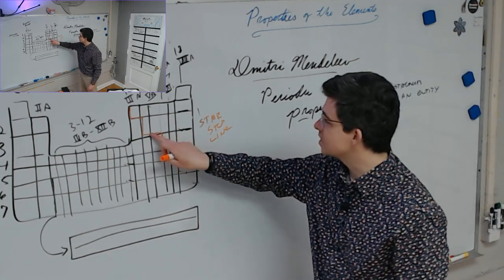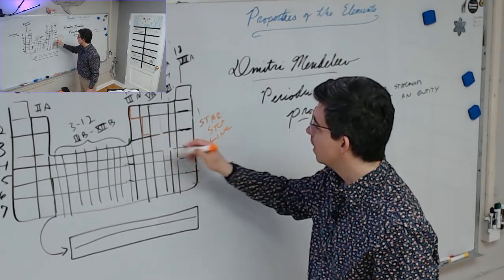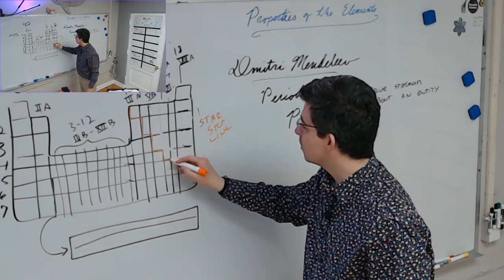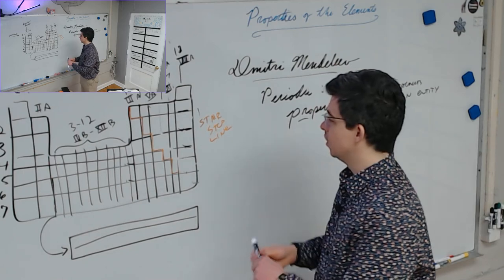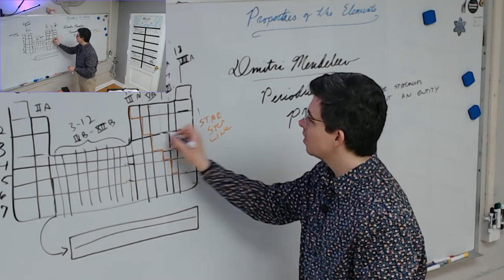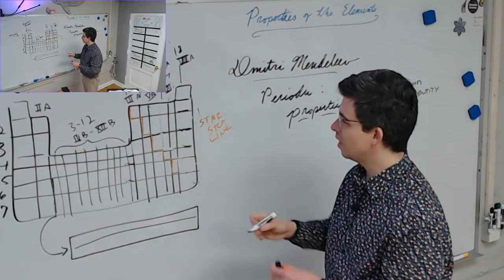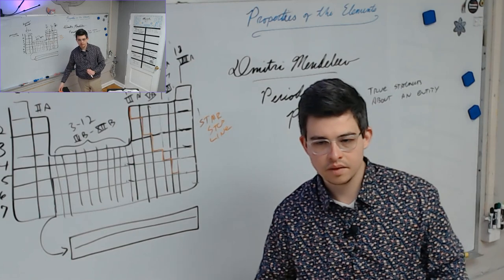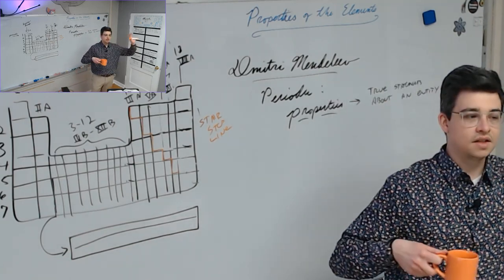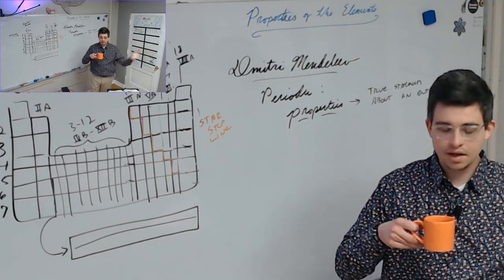Oh, I really messed up here. Forgive me. I went right when I should have gone down. There we go. And then it kind of fades out because we don't really know about the properties of those below it. What, the stair step line itself is nonmetals? No. There we go. Yeah, it separates the regions of the periodic table between metals on the left and nonmetals on the right.